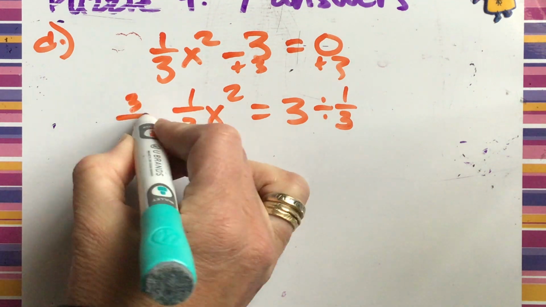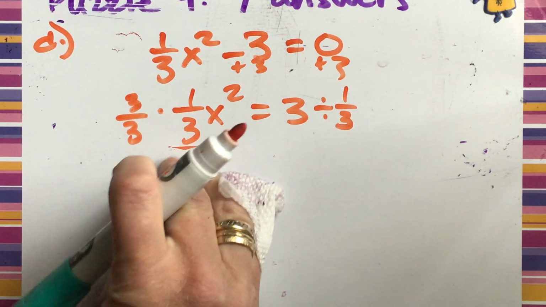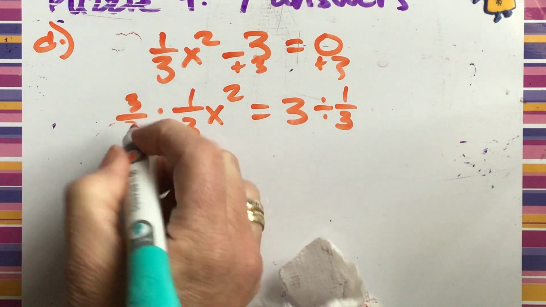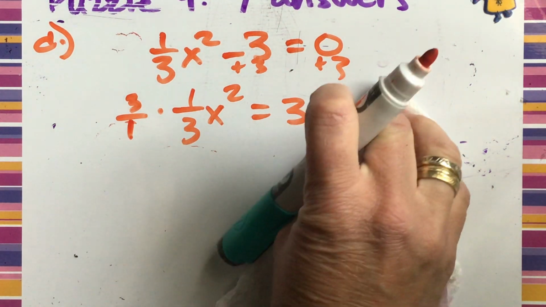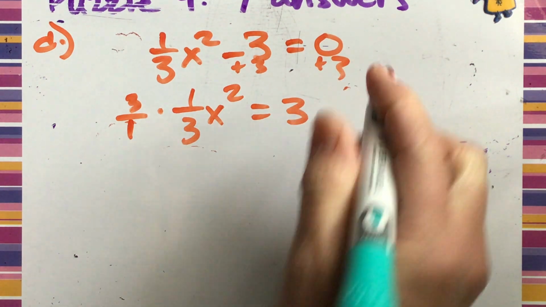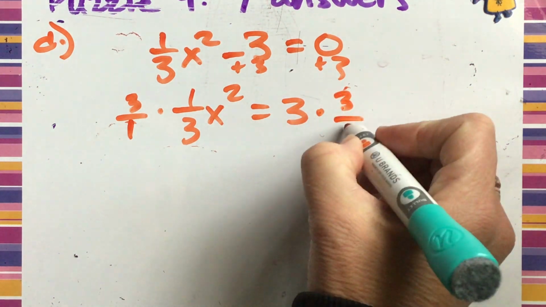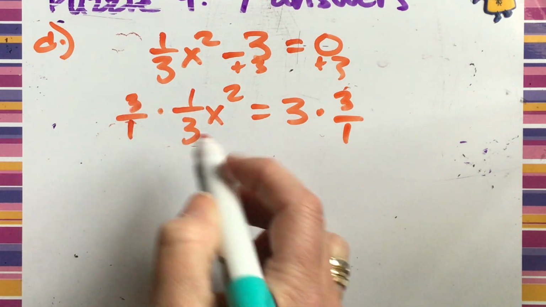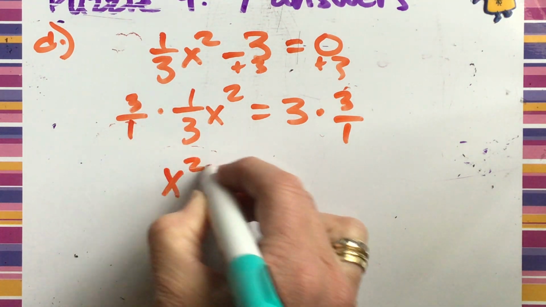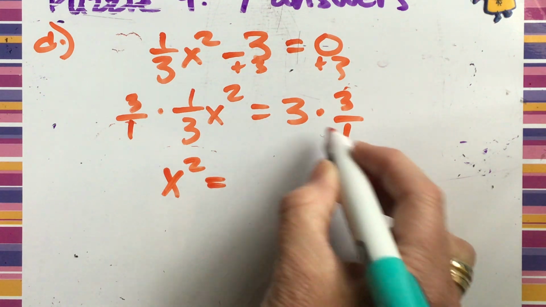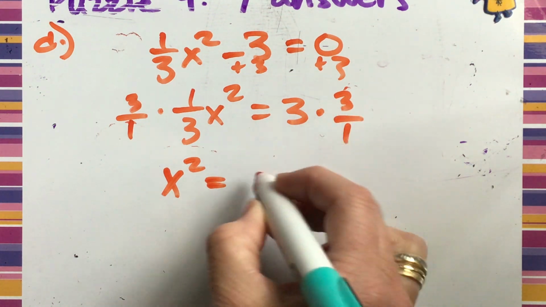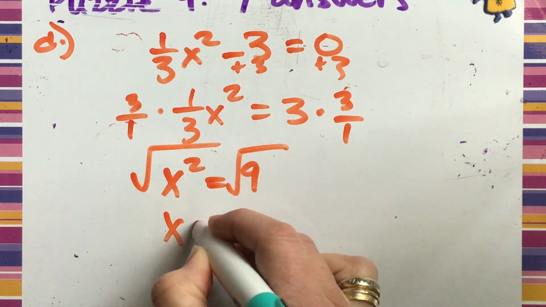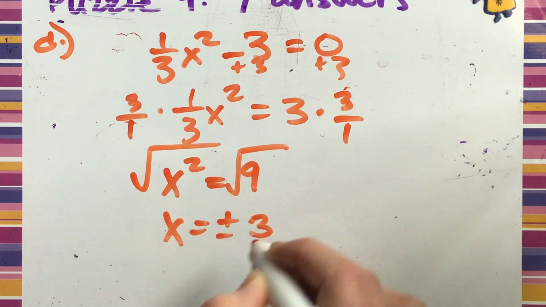So notice what I'm doing. I'm actually going to multiply both sides by, not 3 over 3, by 3 over 1. I'm going to do the same over here. So 3 times 3 over 1. Well, I know that's the whole point, is to get rid of my coefficient that's a fraction. So I'm going to end up with x squared equals, well, 3 times 3 is 9. Isn't that handy? Take the square root of both. X equals positive or negative 3.